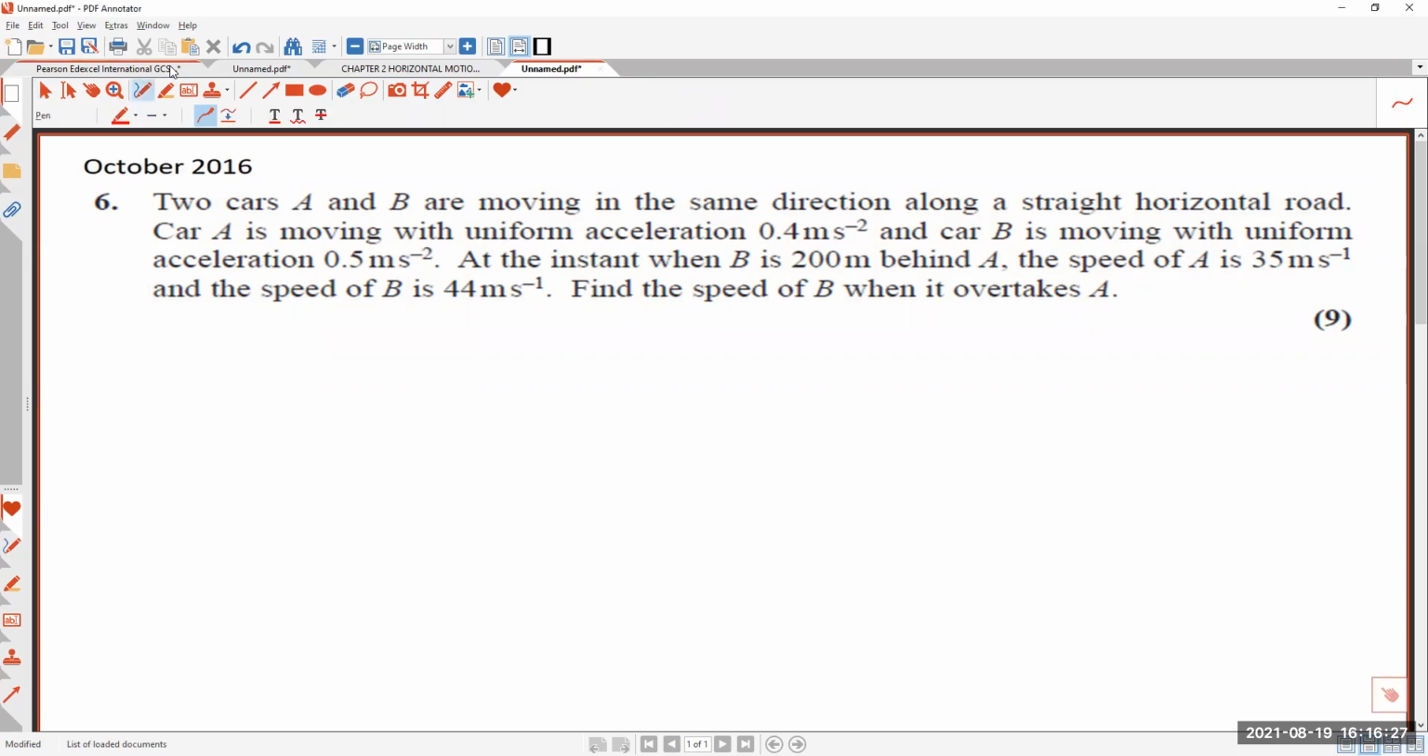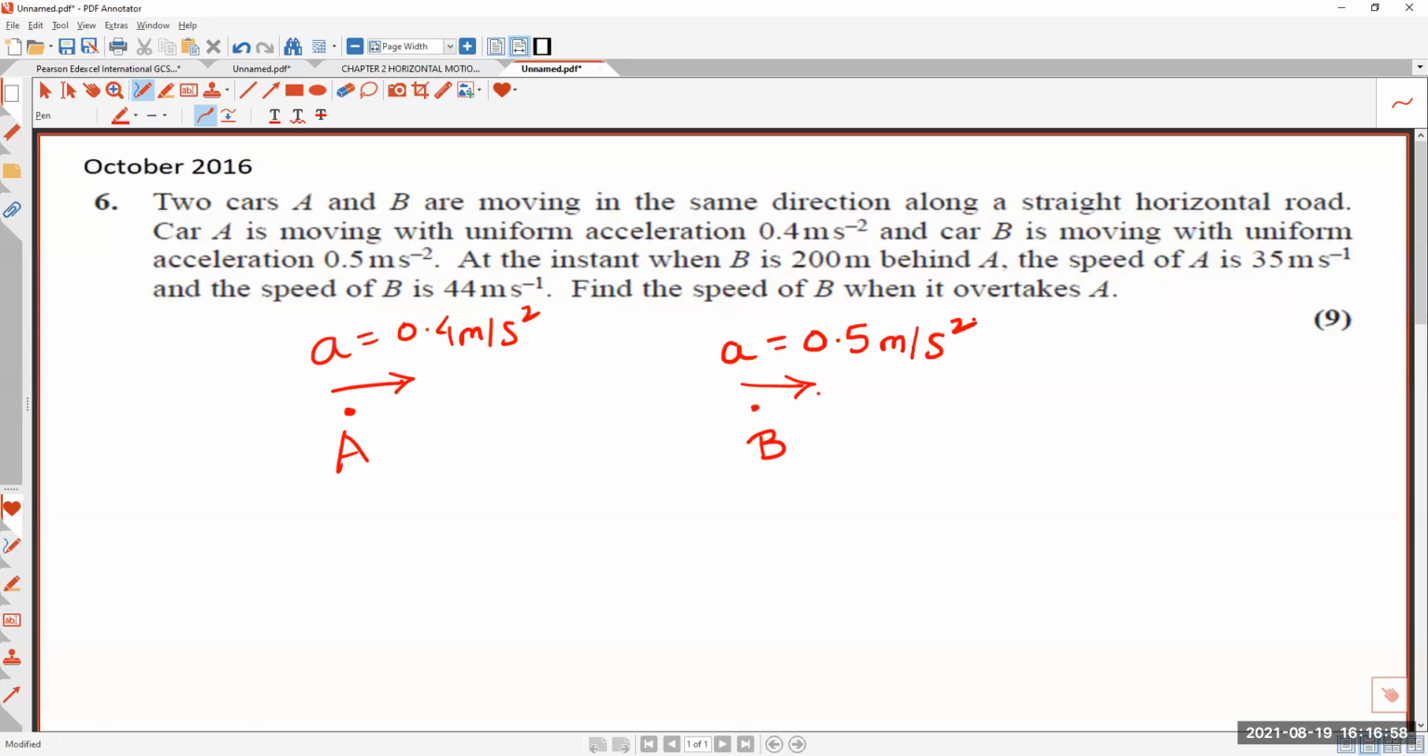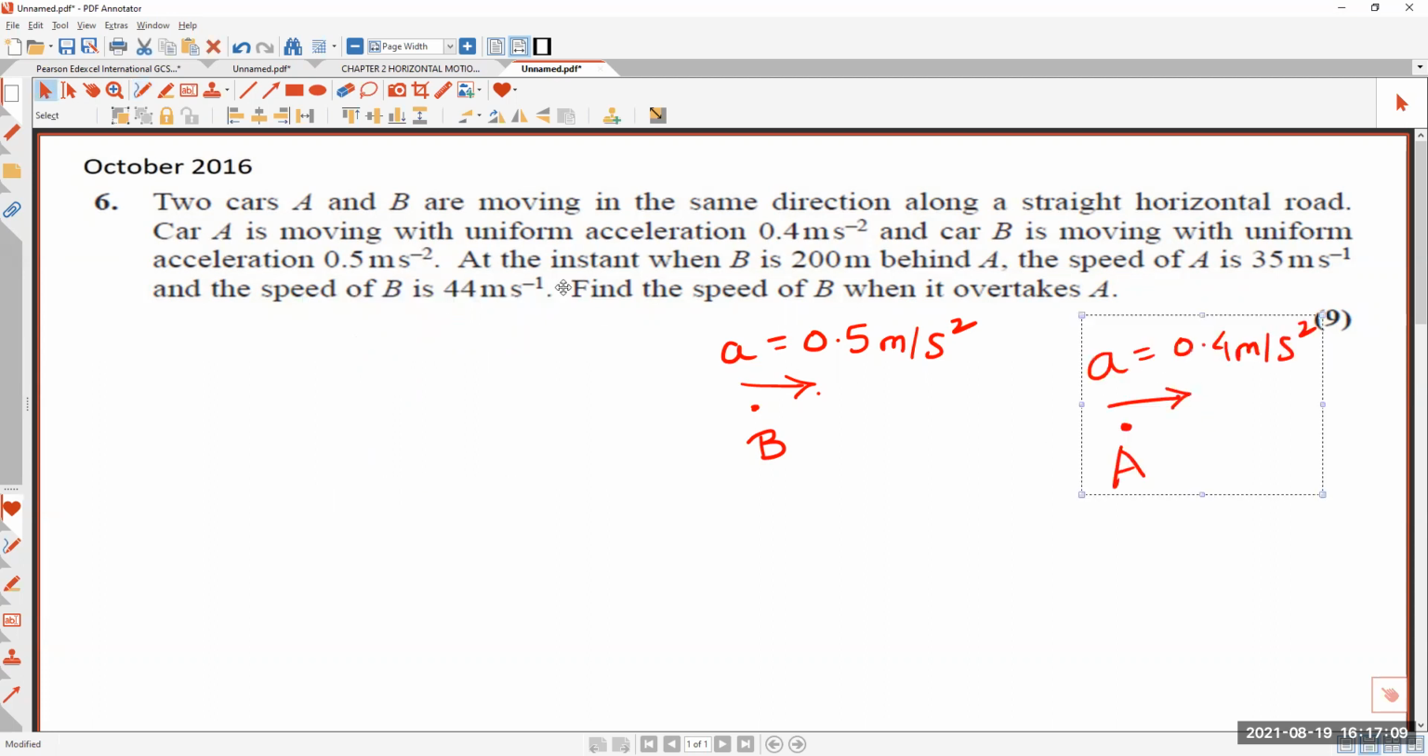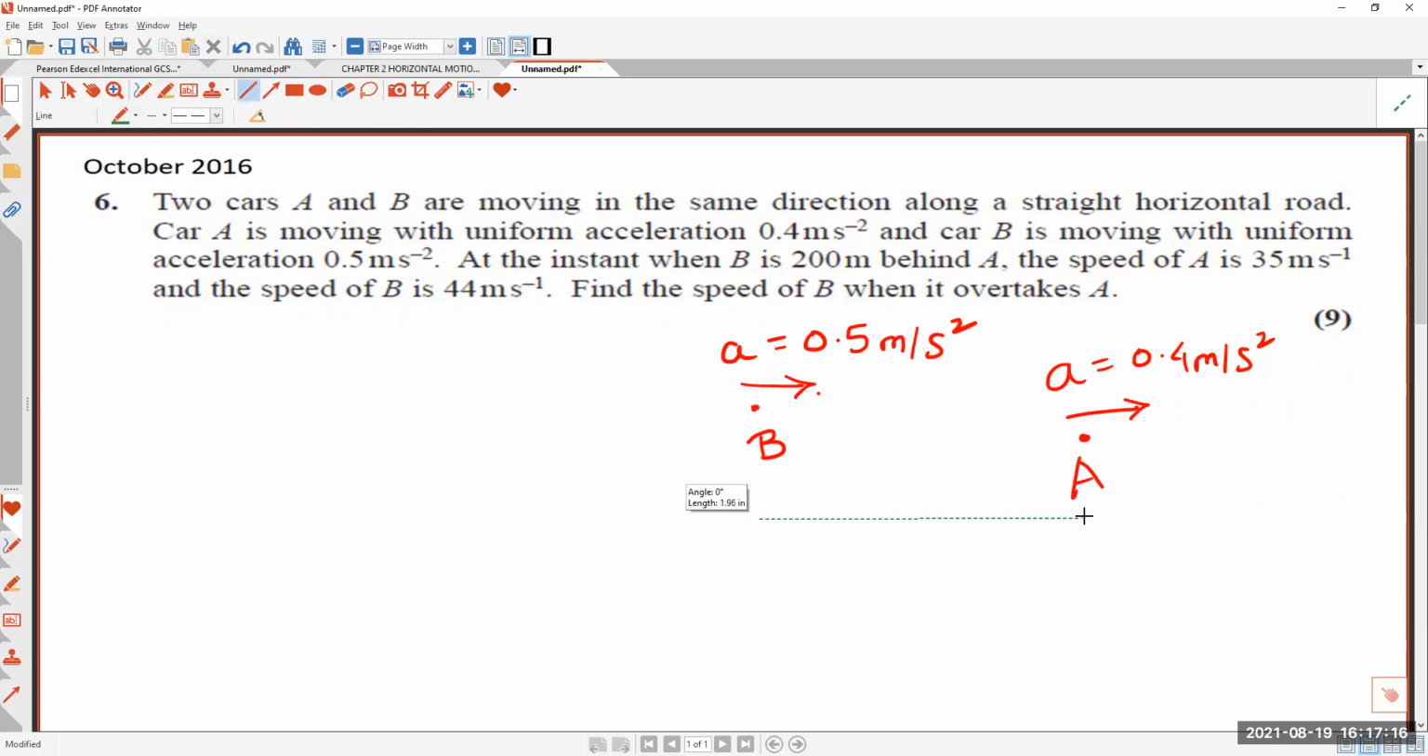Okay, now. So they say two cars A and B are moving in the same direction, along a straight horizontal road. Car A is moving with an acceleration of 0.4 meter per second square, and car B is moving with an acceleration of 0.5 meter per second square. Clear? At the instant when B is 200 meter behind A, okay, so that's a mistake I made. B is 200 meter behind A.